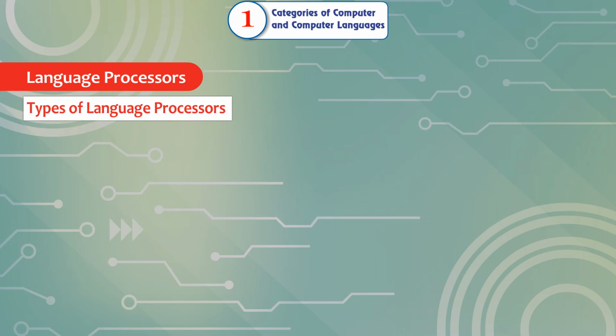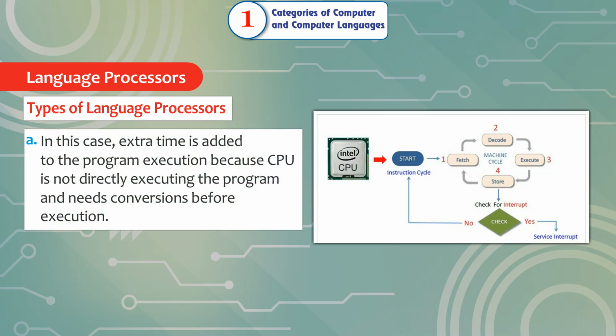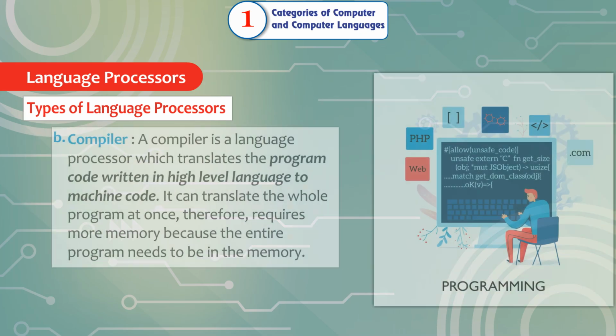Types of language processors. A, Assembler. Assembler is a language processor which converts the program code written in assembly language to machine language. In this case, extra time is added to the program execution because the CPU is not directly executing the program and needs conversions before execution. Assembly code is provided to the assembler as input, called source code, which is converted to machine code, called object code.